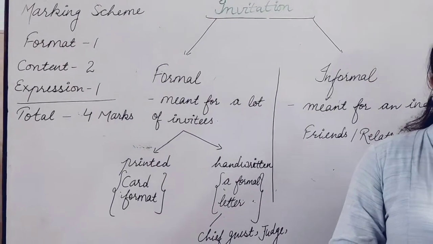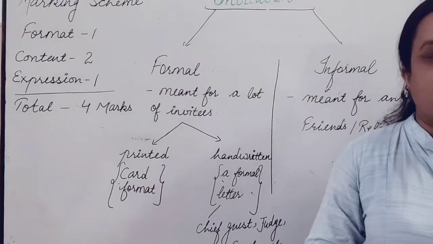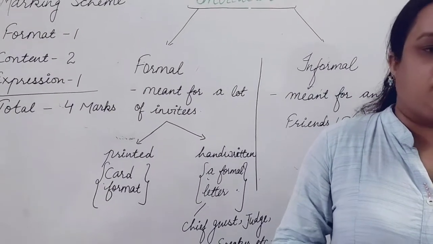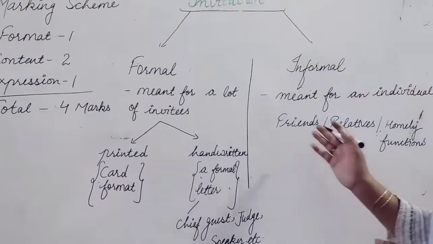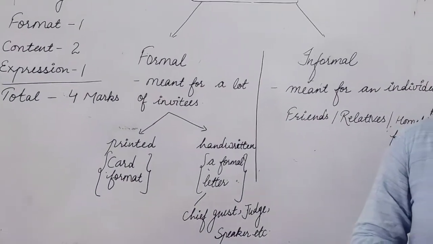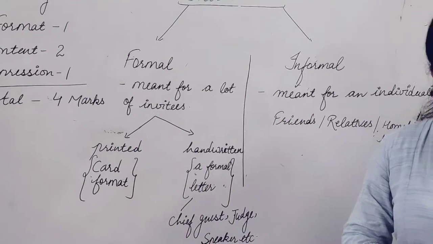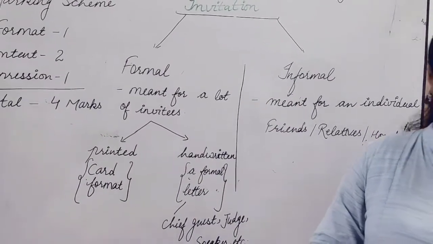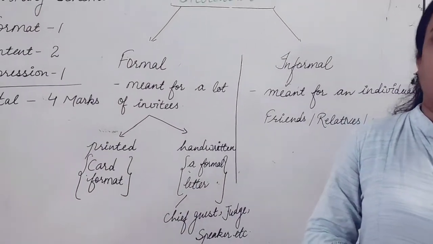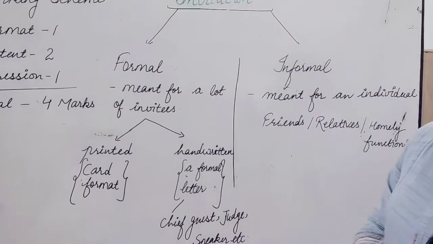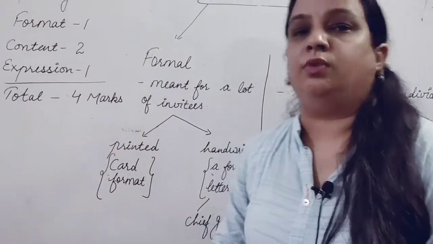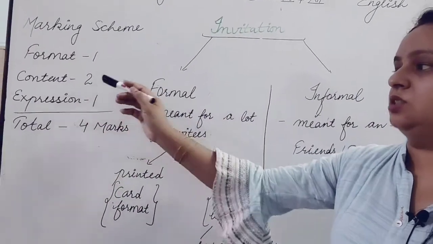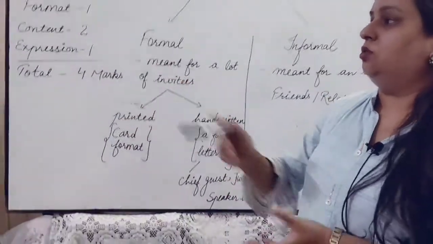It can be in the form of an invitation card, which is considered a formal invitation. And the second is an informal invitation, which is generally written in letter format. Because it is a social etiquette nowadays, this is a very important piece of writing. Let's see the marking scheme of invitation writing. Format is of 1 mark, content is of 2 marks, and expression is of 1 mark.